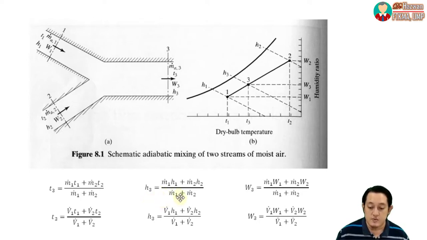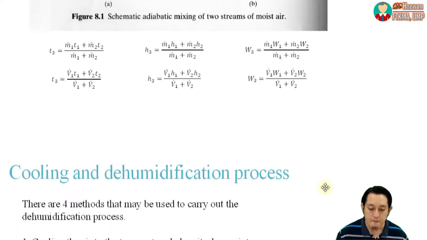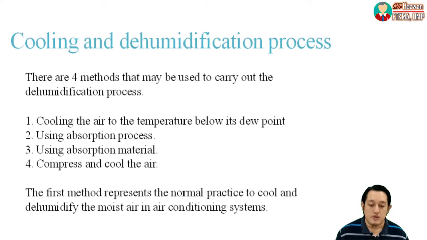The equation is similar. To calculate the humidity ratio, we also use the similar equation. We just change from temperature to humidity ratio, W.